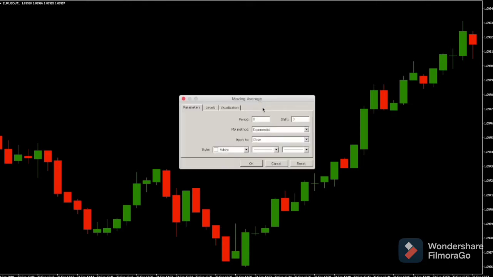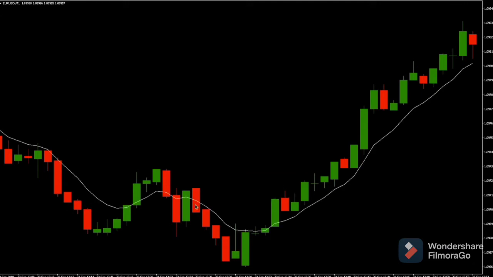If we add a moving average, period A and exponential, we can see the moving average like this. And basically what this rule now says is I only want to take trades that have the entry level above the moving average for buy signals and below the moving average for sell signals.